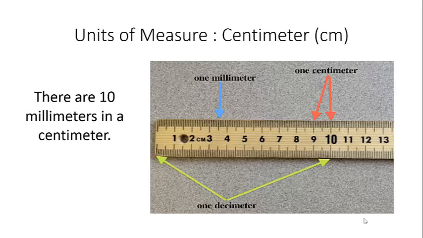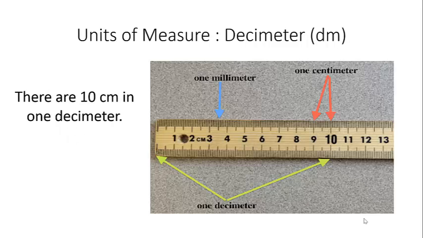Next is the centimeter, or we can just use cm. Go ahead and take a look at the red arrows on the picture. We can see that from the number 9 all the way to the number 10, that is 1 whole centimeter. There are 10 millimeters, those little baby marks, in 1 centimeter. So in between 9 and 10, there are 10 little tiny marks.